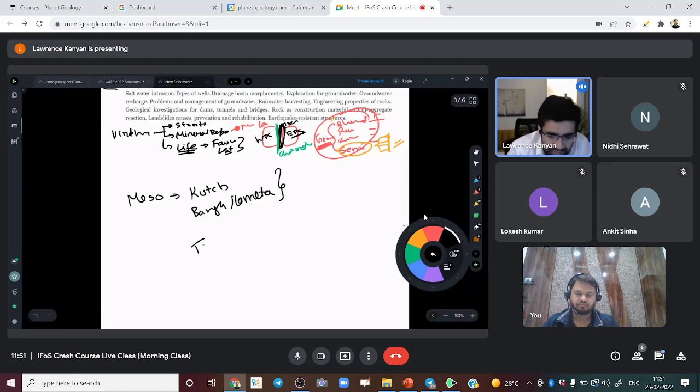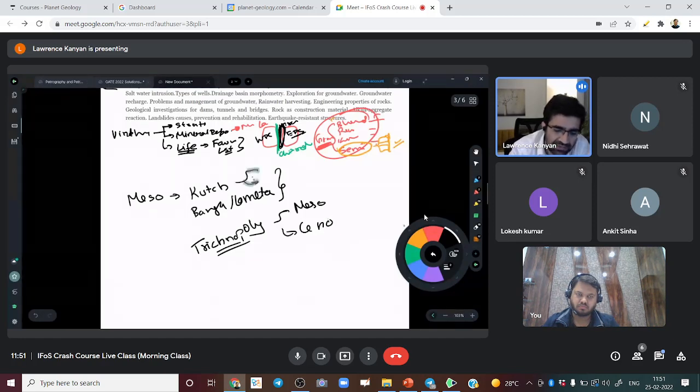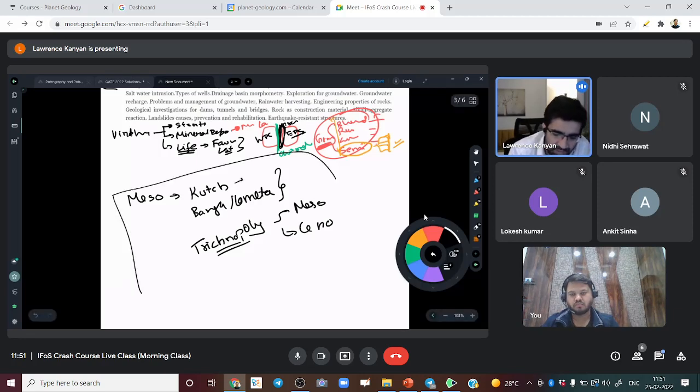They can ask you about Trichinopoly, which actually goes from both Meso to Ceno. Similarly, in Kutch also you can find Meso and Ceno. Actually, this year they asked in the civil services about the Cenozoic stratigraphy, which is given in the slides on sedimentary basins of India. But again, they will not repeat that part. But these are the three important ones.